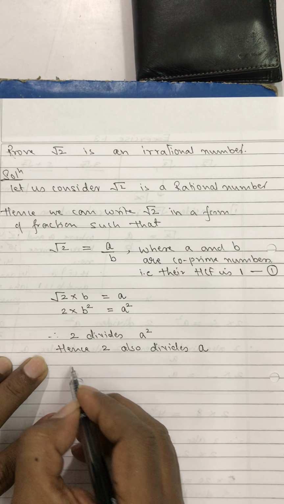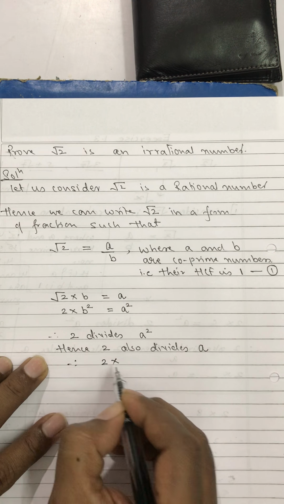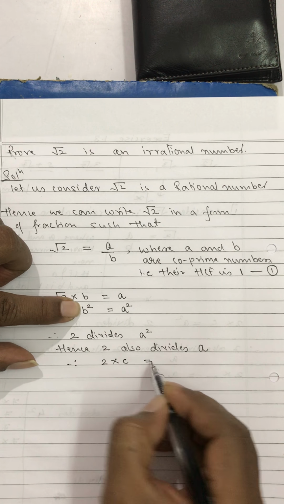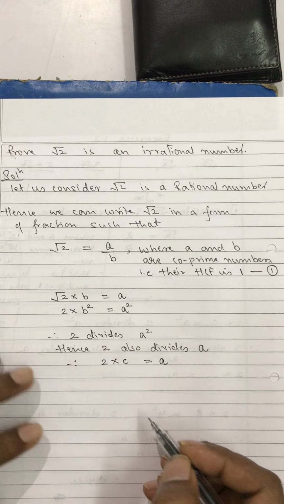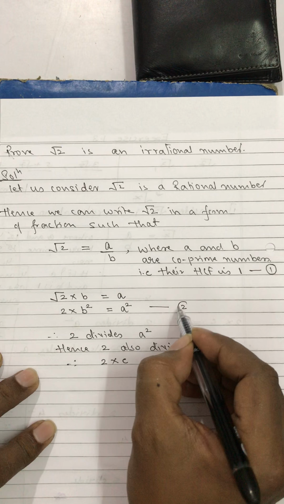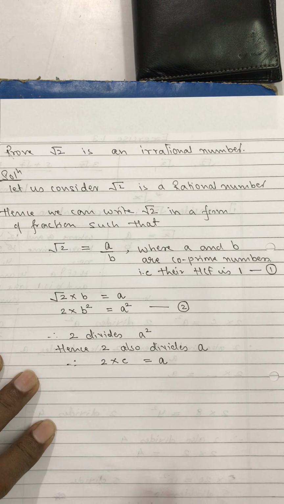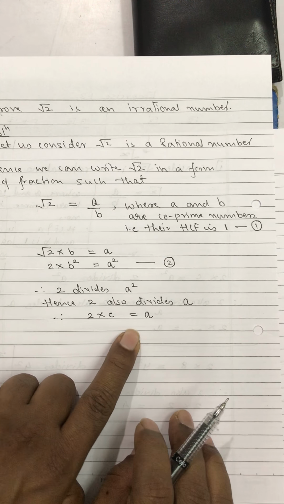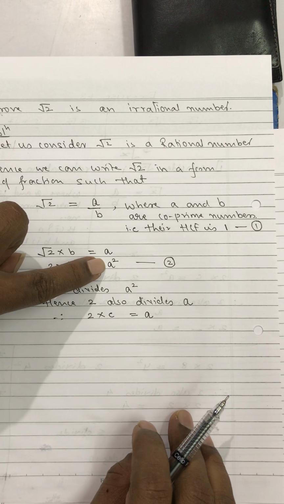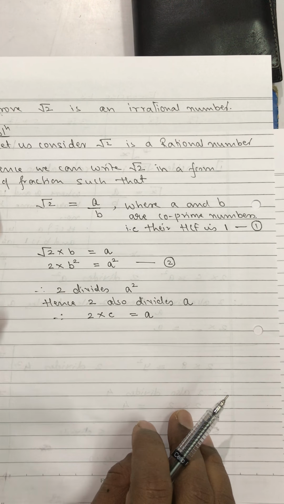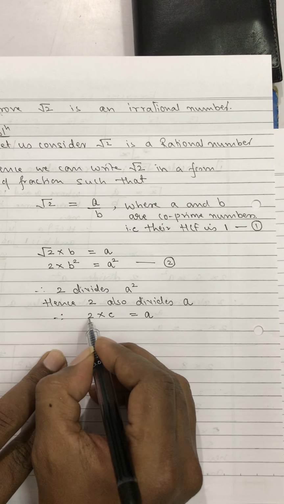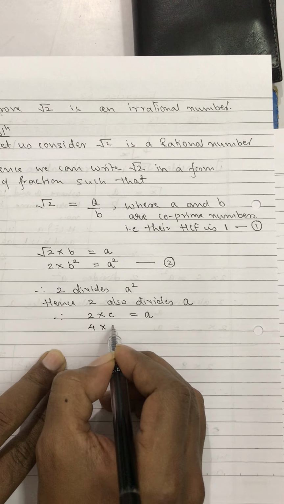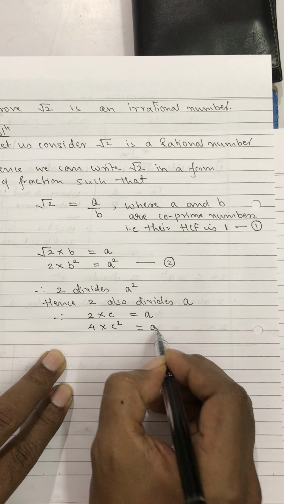Hence, 2 also divides a. Therefore, 2 into c is equal to a. Now see, b is taken care of. This also I should have numbered: 2 into c is equal to a. Now, this I have reached. Second, I have got a square over here, and here I have got a. So I'll square this also. Taking the square here, what will I get? 2 square is 4, into c square is equal to a square.